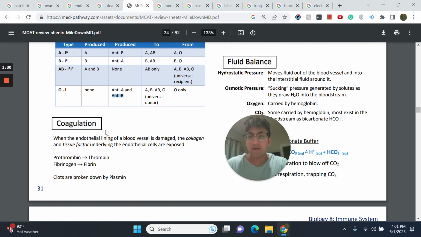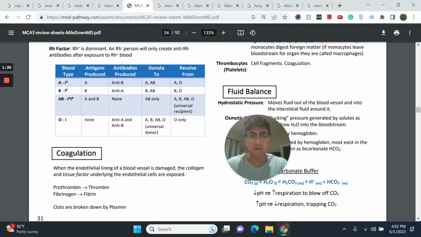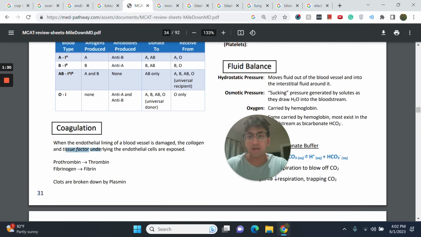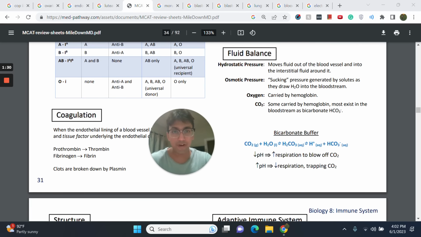Next, you have coagulation. Coagulation is when the endothelial lining of the blood vessel is damaged. So this is what I was talking about, coagulation, by the way. I introduced it a little too early. And so when the endothelial lining of the blood vessel is damaged, collagen and tissue factor are going to be exposed. And this is how you produce fibrin and thrombin, right? And fibrin and thrombin are responsible for kind of clotting up that place so that you don't have loss of these blood cells. And these clots are broken down by plasmin, okay? So eventually you're going to have to break down this clot once the endothelial lining has healed. And how do you break them down? With plasmin.